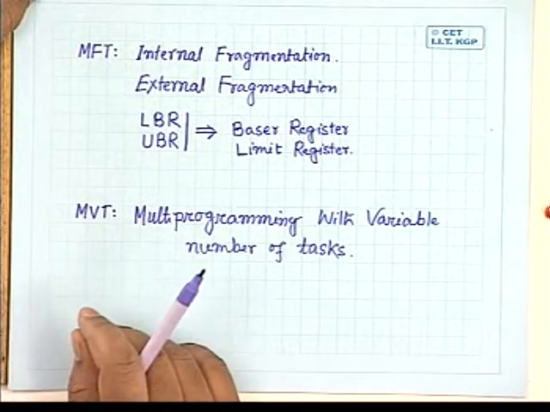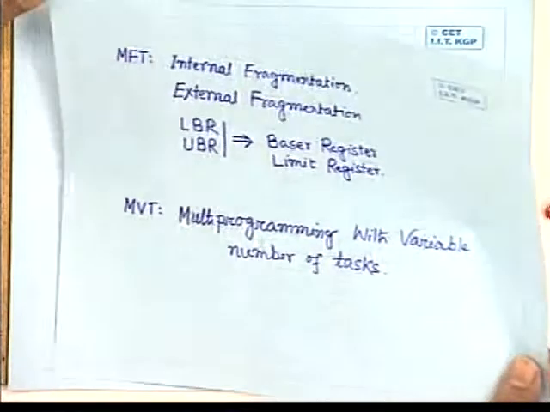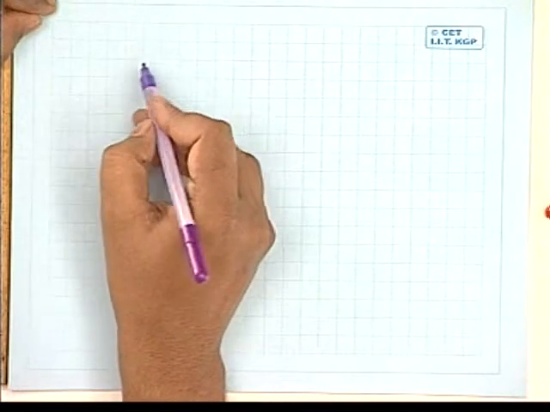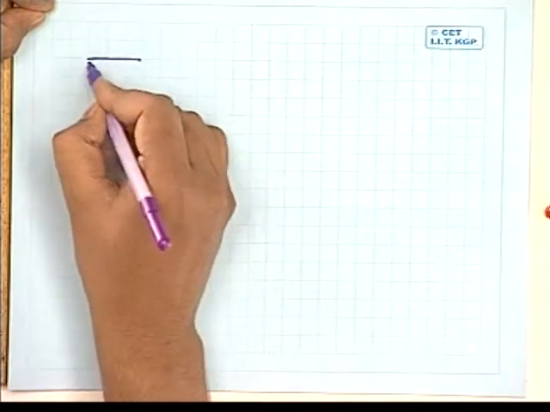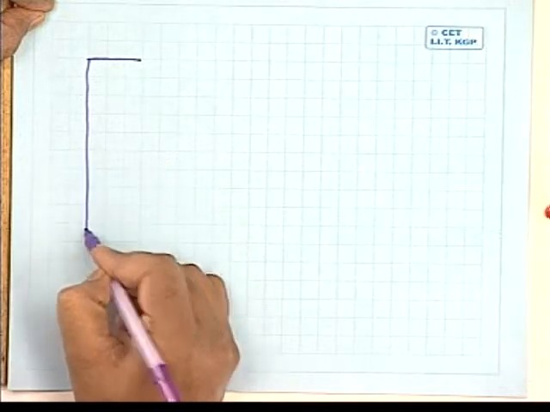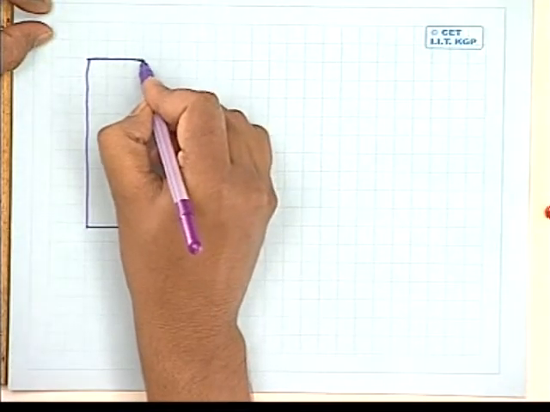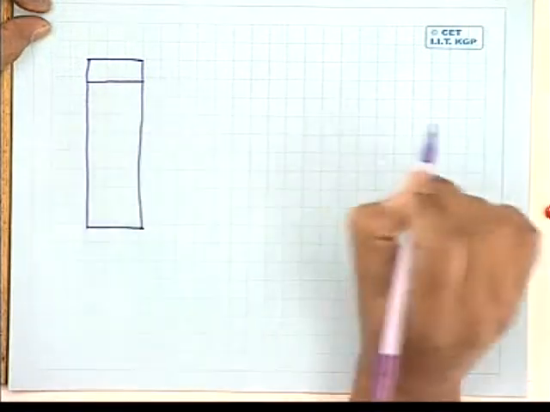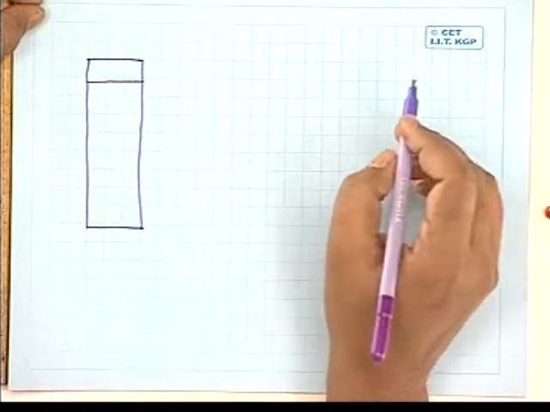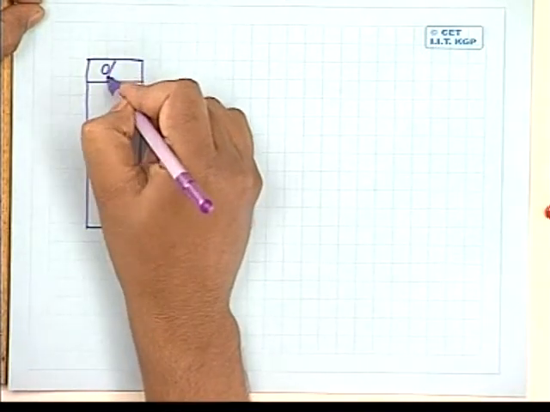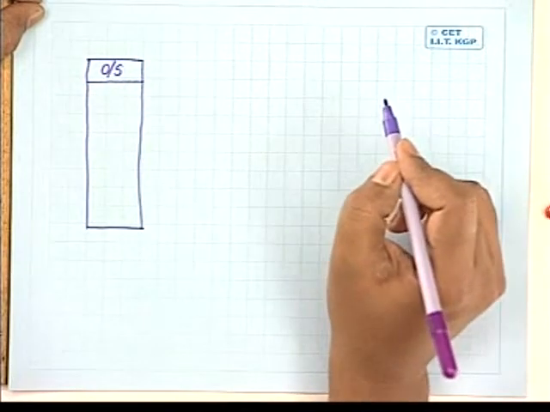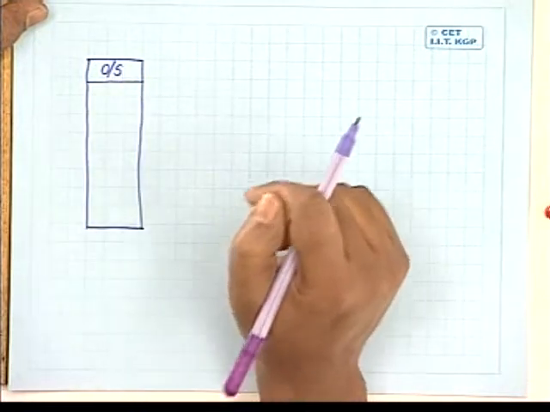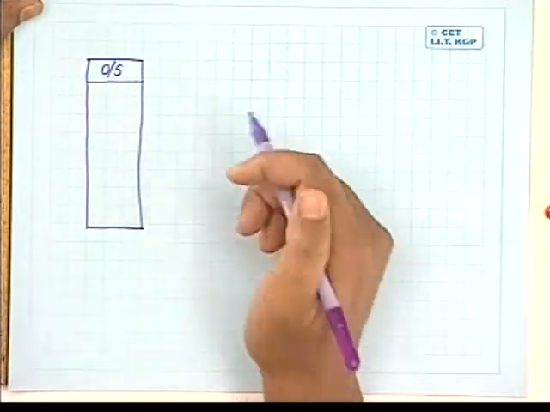So let us see how this MVT works. As before, the memory is initially divided into two partitions. So I will always have at least two partitions. One of the partitions will be allocated to the operating system, which is true whether it is MFT or MVT. In both cases, one of the partitions has to be allocated to the monitor part of the operating system.